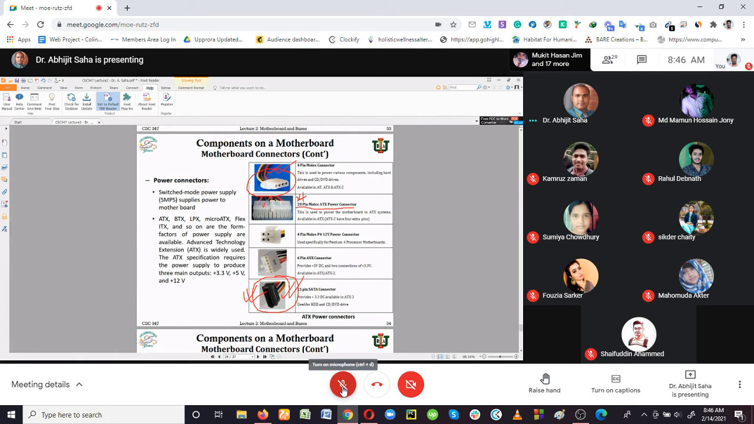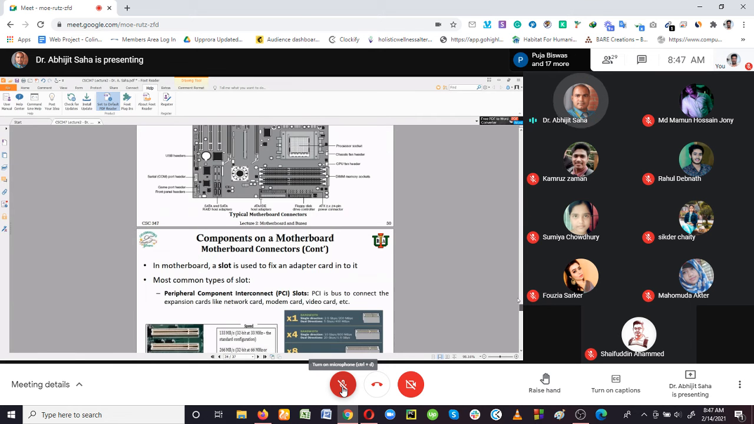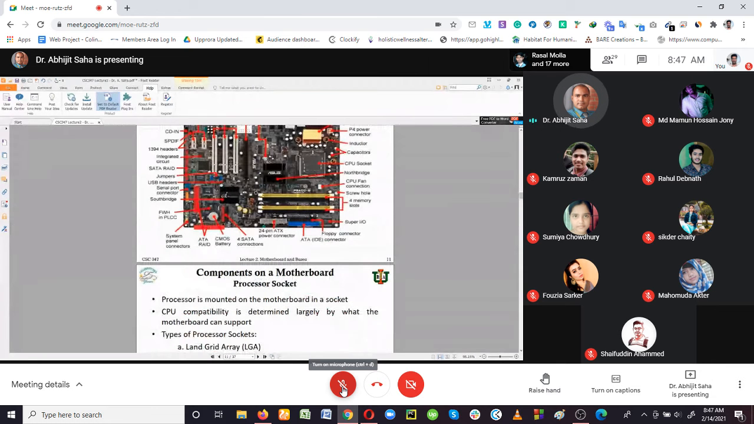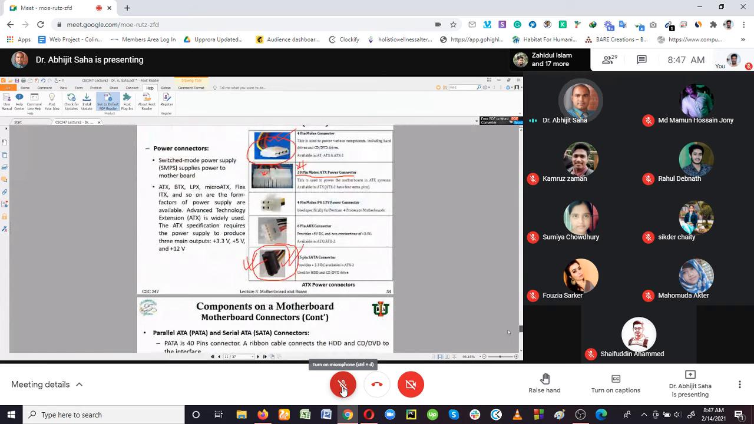So this 20 or 24-pin power connector is the main power source for your motherboard. We have already discussed several motherboards, so we can easily identify that this is the 24-pin Molex power connector. The main power source comes from the power supply, and we connect it onto this 24-pin power connector. This is one of the most important power connectors, providing the main power to the motherboard.